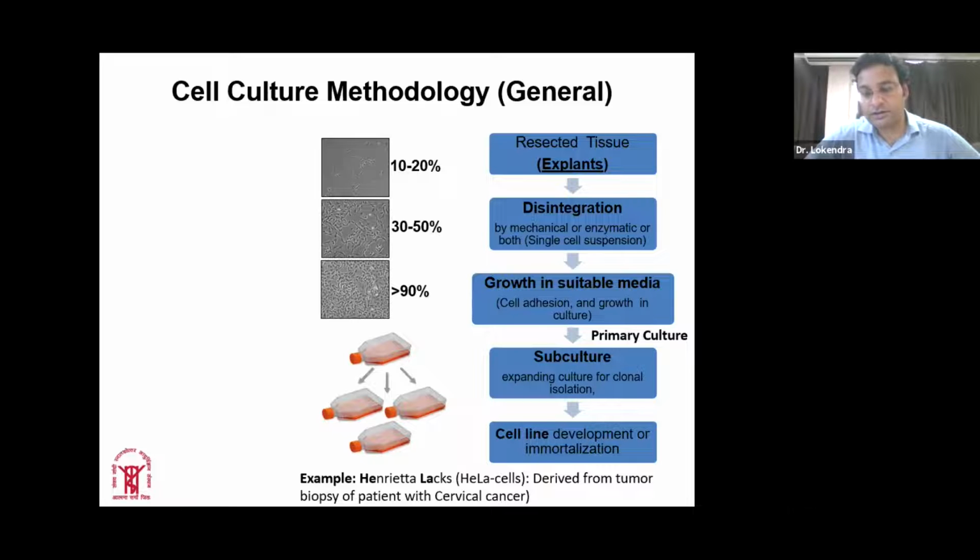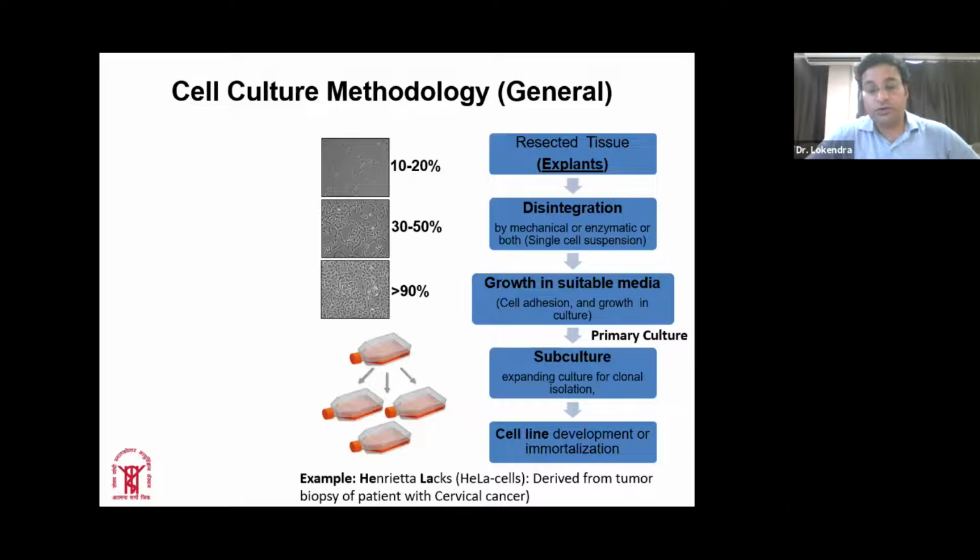So primary culture: every time you will be dealing with the tissue, and then you are isolating the cells and growing them for a certain period of time. When you isolate a cell from a tissue, it will grow to a certain generation, but it will not grow on and on for a longer period of time, because every cell has its own half-life, or a period of life after which it stops dividing.